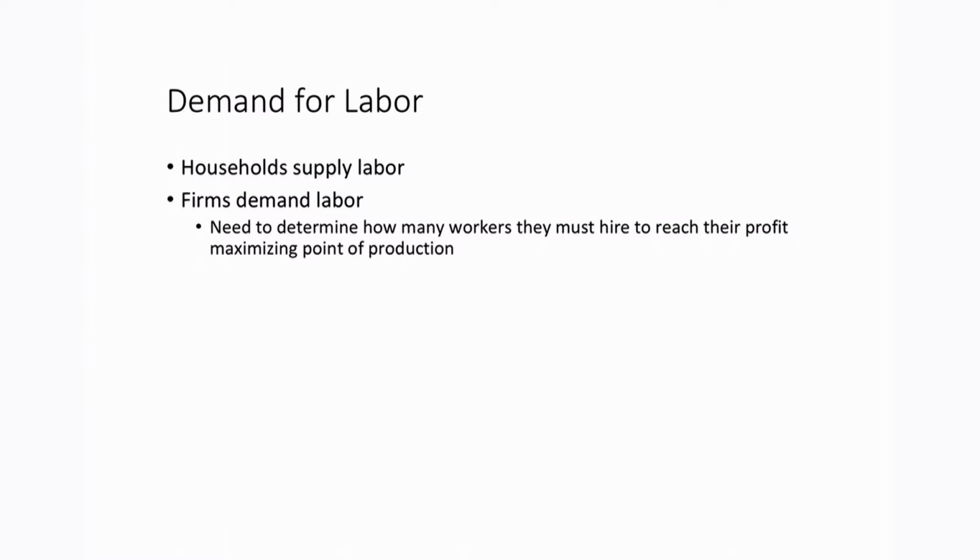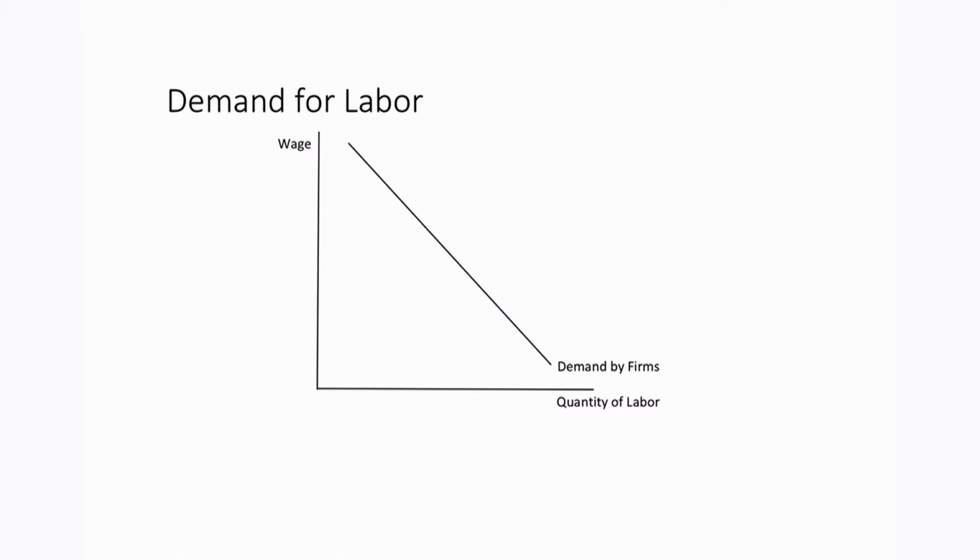As an example, let's look at labor as a factor of production. Households supply labor. They supply the workforce. And firms demand labor. They're going to demand the number of workers depending on how much of a given good or service they want to produce. The demand for labor will be a downward sloping line.